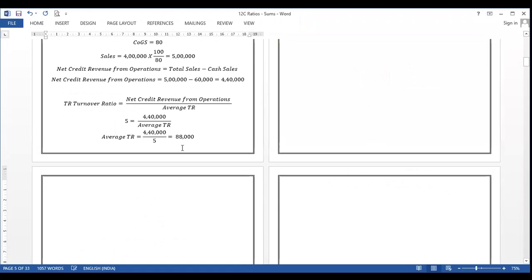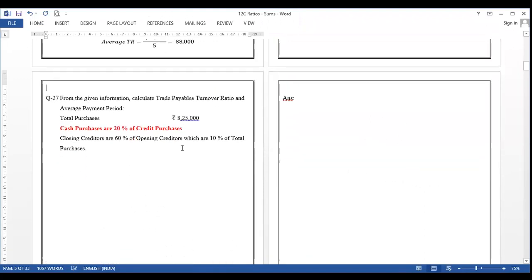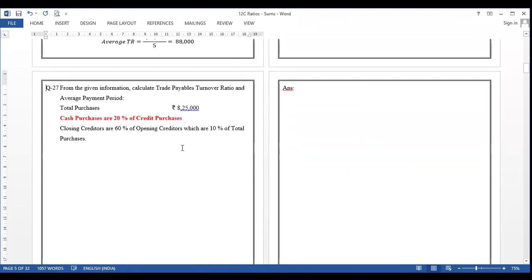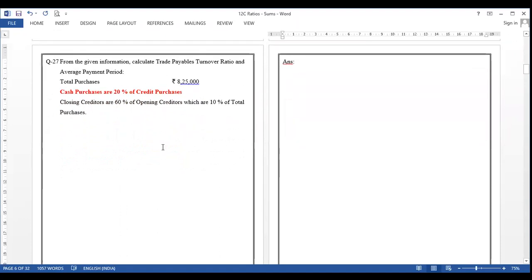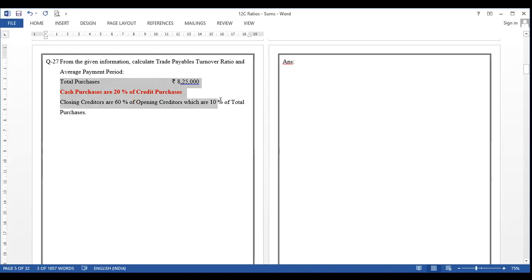Okay, the next sum is very much similar to the sum that we have done for debtors. It is now creditors. Calculate the trade payables turnover ratio and average payment period. Total purchases is given. Cash purchase is 20% of credit. Closing is 60% of opening, and opening is 10% of total. Every piece of information is given. We just need to apply it, execute it, and get the answers step by step.